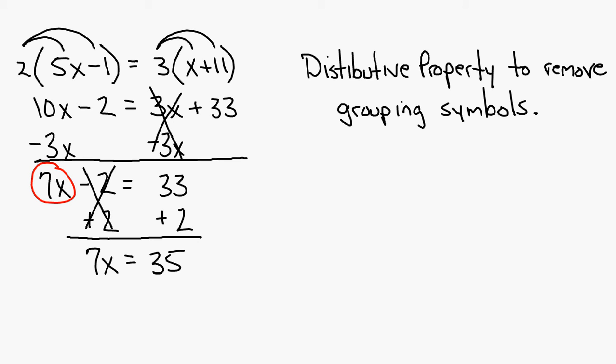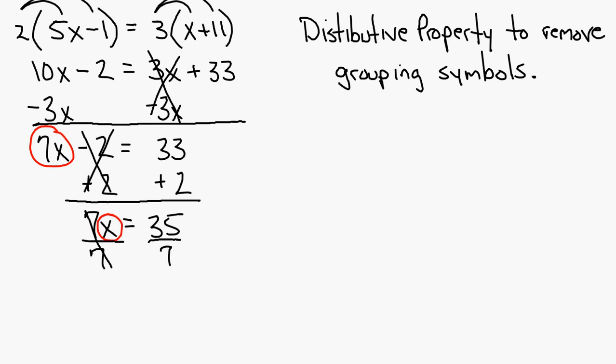Now you're trying to isolate just the x, so you would do that by dividing both sides by 7. These 7's cancel, and the x is equal to 5. So most of your problems today are just going to be variables on both sides, but you will have one problem where you have to do the distributive property first.